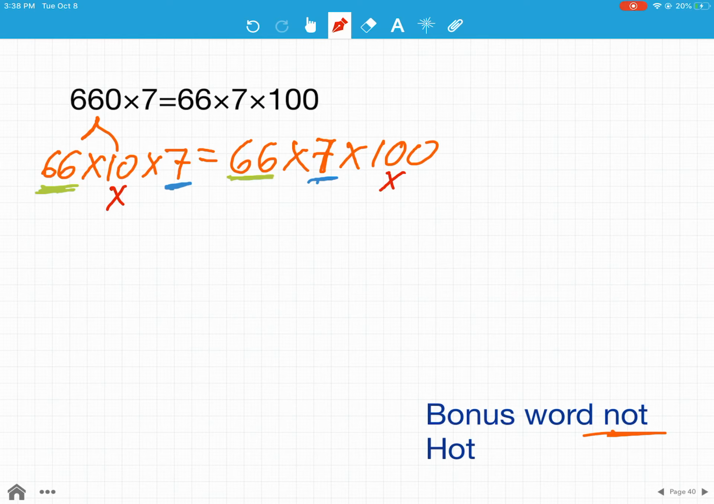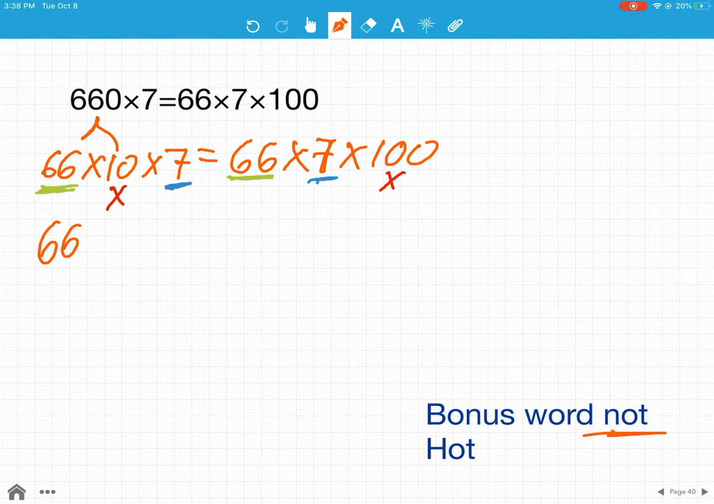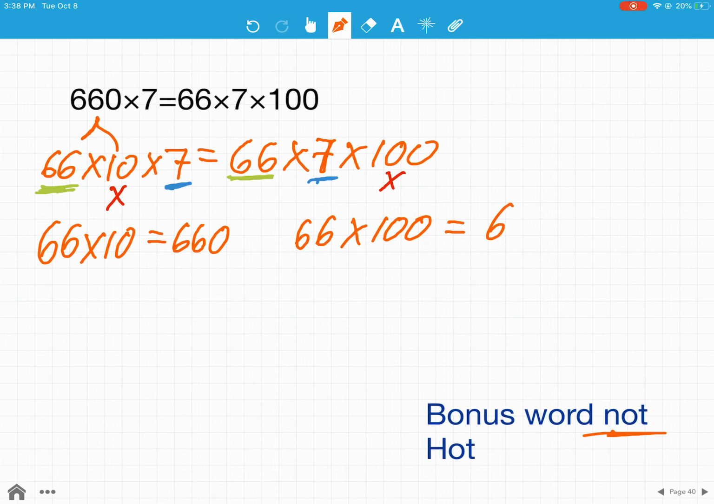So we can say something as simple as 66 times 10 equals 660. Well, 66 times 100 will equal 66 with 2 zeros, or 6,600. So this is not true. This is false.